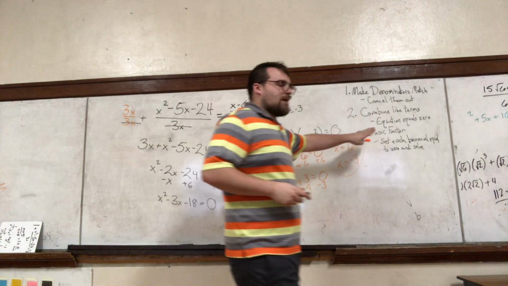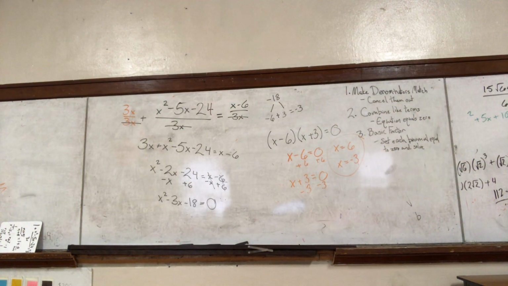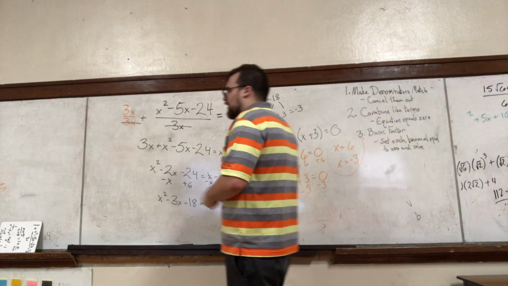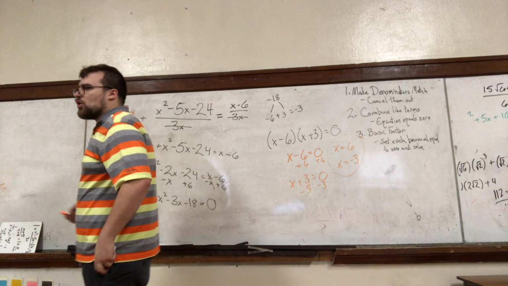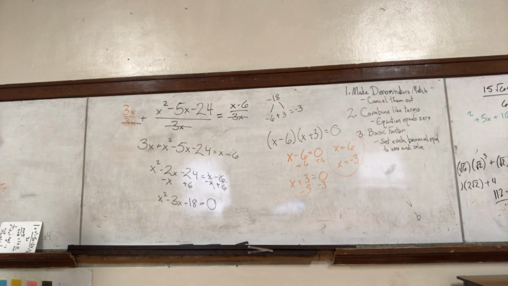So we make the denominators match, cancel them out, combine like terms so the equation equals 0, and then basic factor it to set each binomial equal to 0 and solve. Now in all reality, not all of these are going to require basic factoring if we don't have an x squared, if we don't have a polynomial in here. We could be looking at a problem that just has a totally normal 2x plus 5. Then there's nothing to factor at that point.